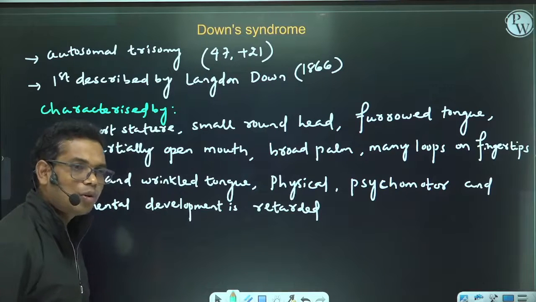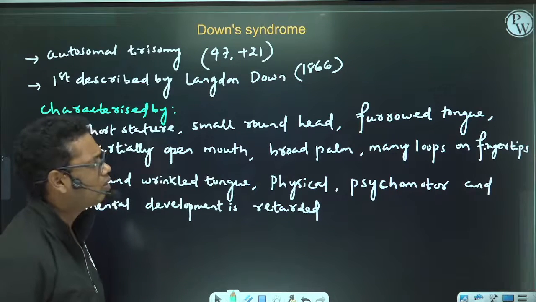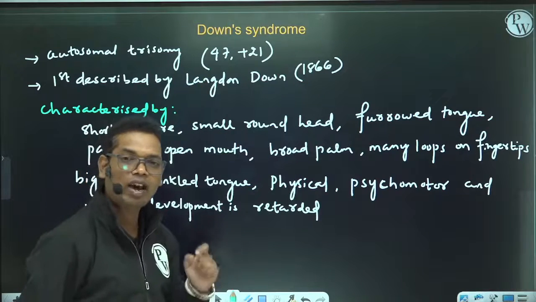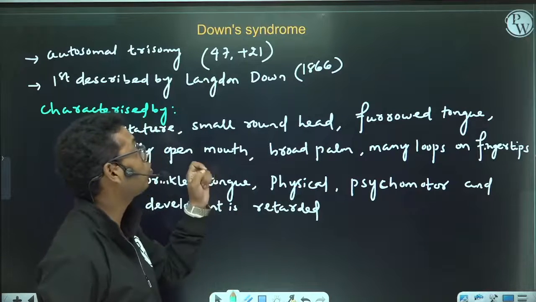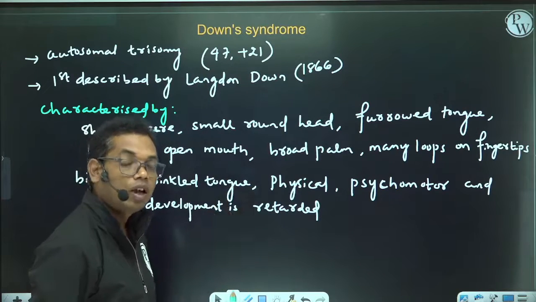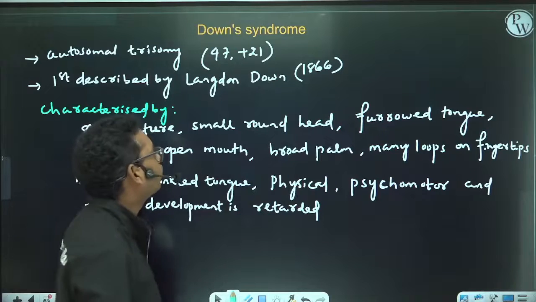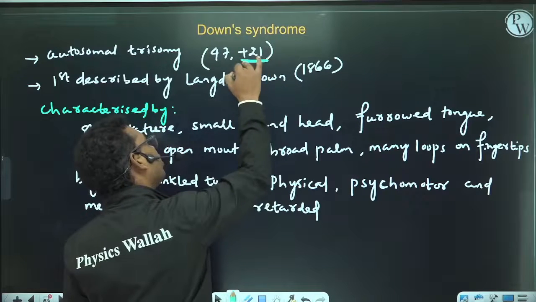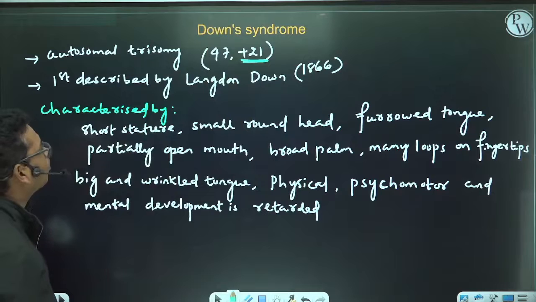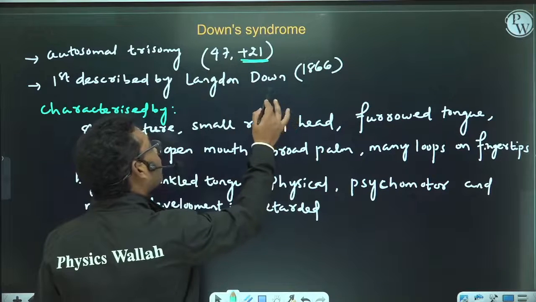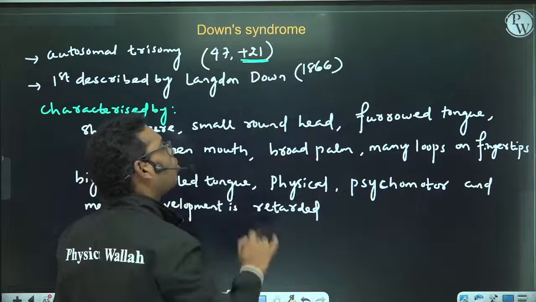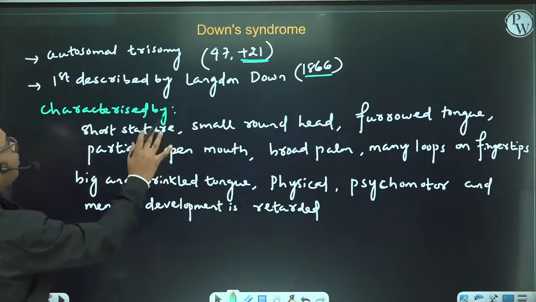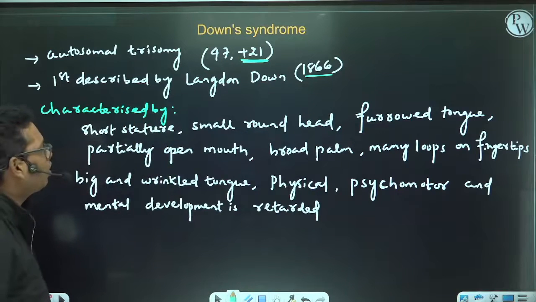So because chromosome 21 is present three times, the total number of chromosomes in that individual will be 47. Okay, every chromosome will be present twice, but chromosome 21 will be present 3 times. And because chromosome 21 is present extra, I have written plus 21. That means one more copy of chromosome 21 is present. And this was described for the first time by Langdon Down. That is why this syndrome is named Down syndrome, in the year 1866. And these are the different features of the person suffering from Down syndrome.